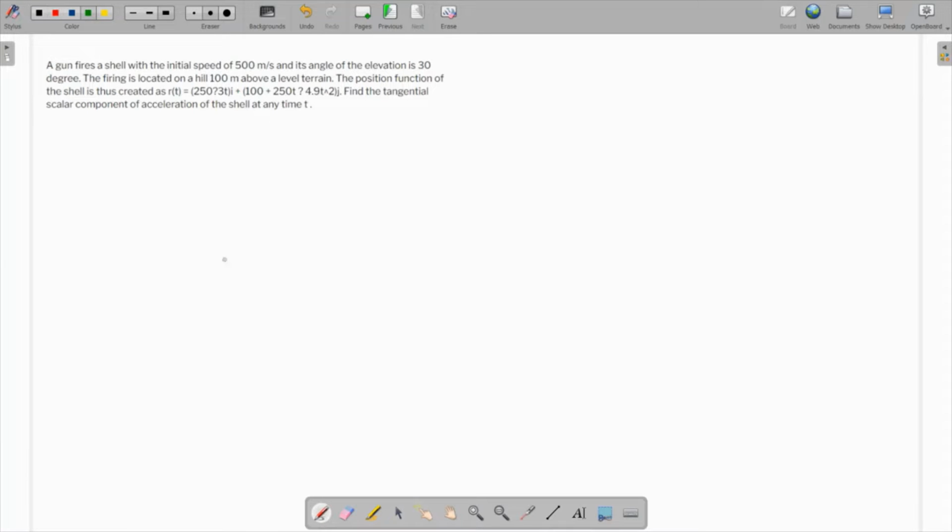Let's talk about this question. We are given that a gun fires a shell with an initial speed of 500 meters per second and an angle of elevation of 30 degrees. The firing is located on a hill 100 meters above level terrain. The position function of the shell is r(t) = (250 − 3t) i + (100 + 250t − 4.9t²) j.